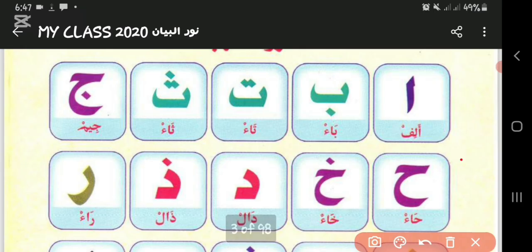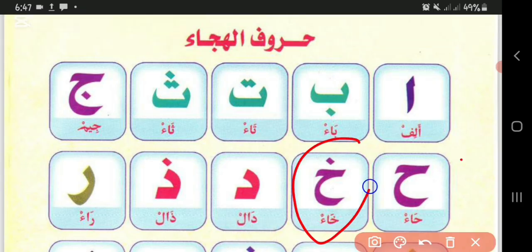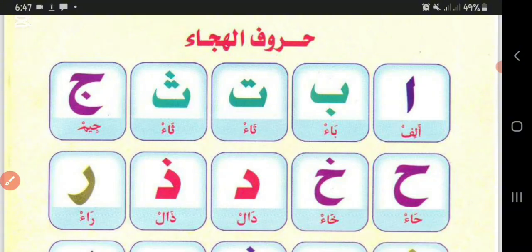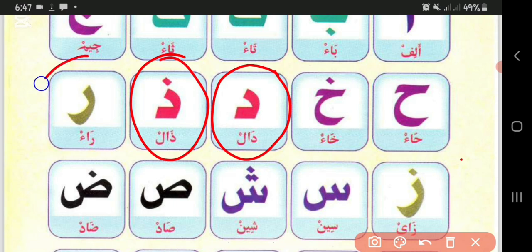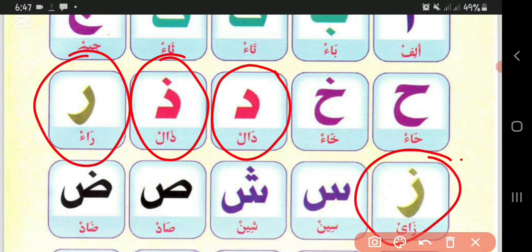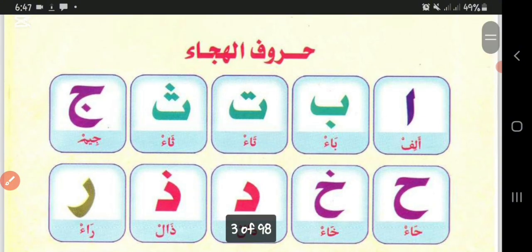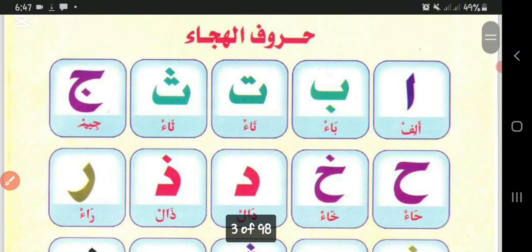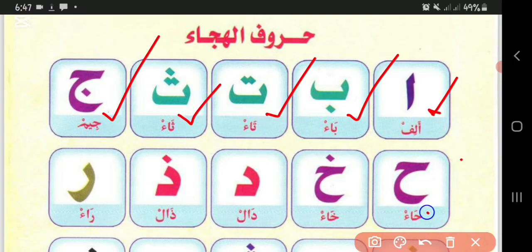In continuation of our class, we stopped at this letter, which is what? Kha. We stopped at letter Kha. Today we are going to take 4 more letters. But before we continue, let's look at the other letters from the beginning: Alif, Ba, Ta, Sa, Jim, Ha, Kha.